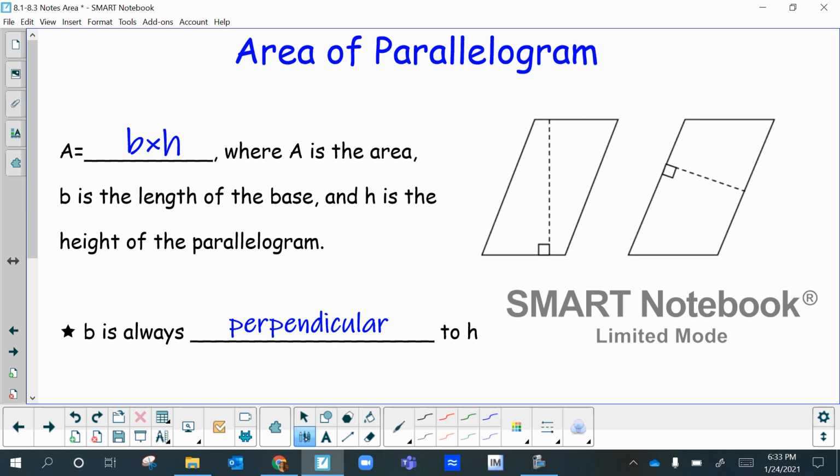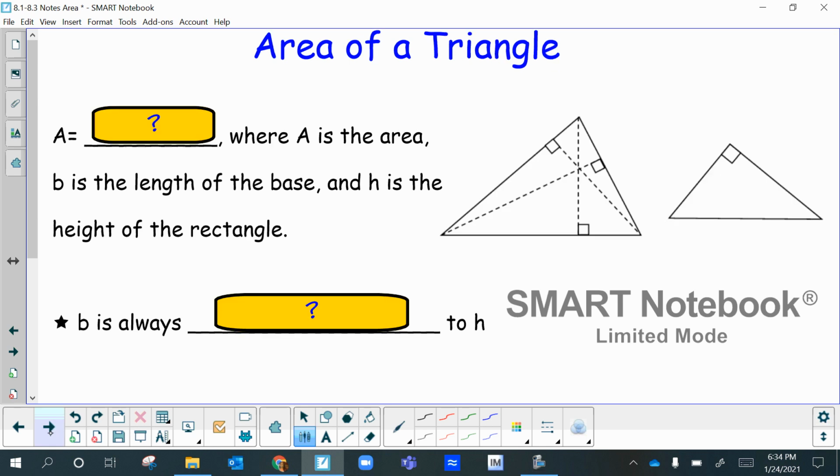So I have a couple of different pictures of some parallelograms. This can be our base, and this dotted line right here is going to be our height. It can also be represented the other way. Don't always think the base has to be at the bottom. In this case, the base can be the left or the right side, and then this will be our height. And again, in both figures, you can see the base is perpendicular to the height.